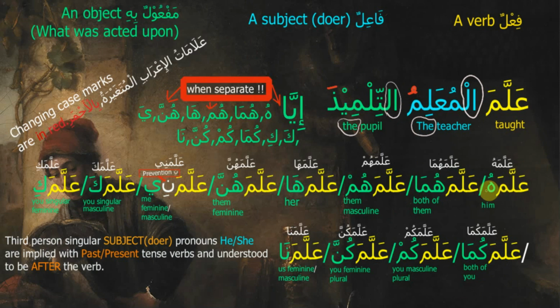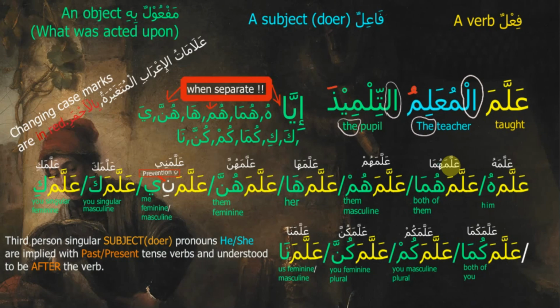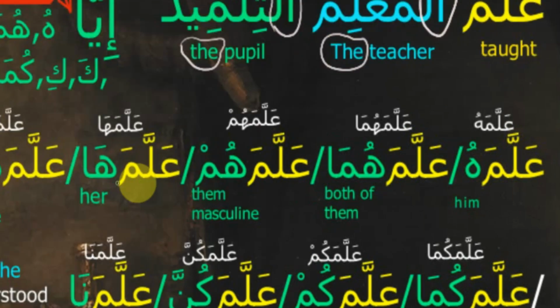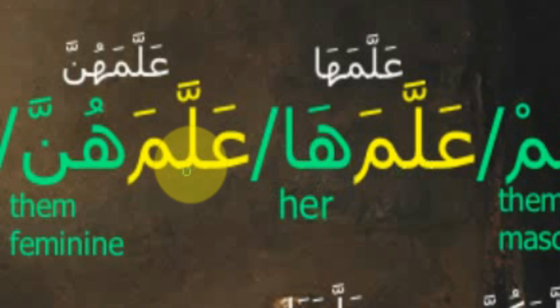So you say علمه. You will see it written like this in the white color here. That's how you would see it written, and that's how you would write it. Here I broke it down to mark the pronouns. So علمه, he taught him. علمهما, he taught both of them, feminine or masculine. علمهم, he taught them, masculine. علمها, he taught her. علمهن, he taught them, feminine.